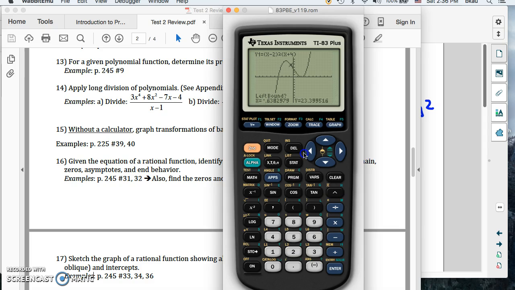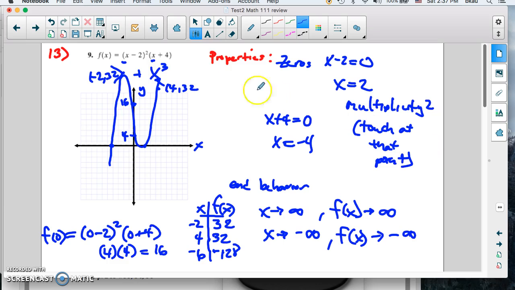Okay, let's just double check the maximum. I think it's going to be at negative 2, 32. And that's what it says. It's really close to negative 2. Negative 2, 32 is the maximum. So we did graph this correctly where we put the negative 32 there. Alright, so that's what we would do on this to get the accurate picture.